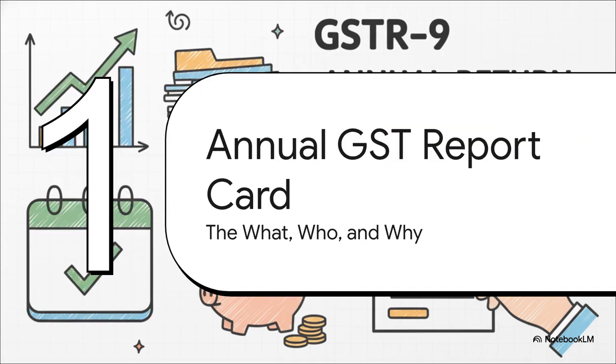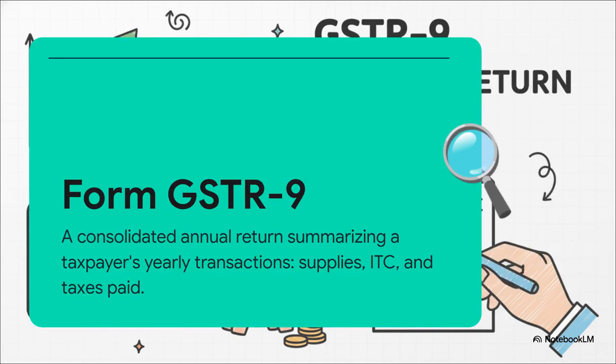First things first, let's lay a solid foundation. What exactly is this form? And maybe more to the point, who needs to be worried about filing it? So GSTR-9 is the official big-picture summary of your entire financial year under GST. It scoops up all the data from your regular returns, all your sales, your purchases, every bit of input tax credit you've claimed, and of course, the taxes you've paid. It's basically the government's comprehensive final look at your year in business.